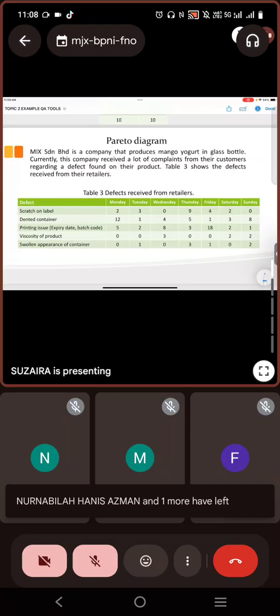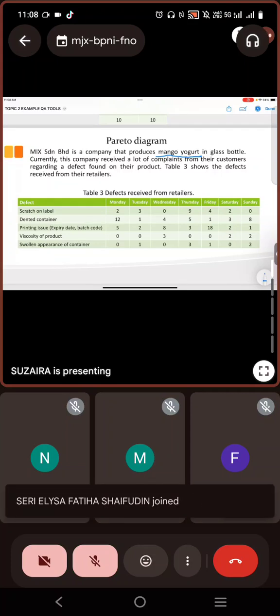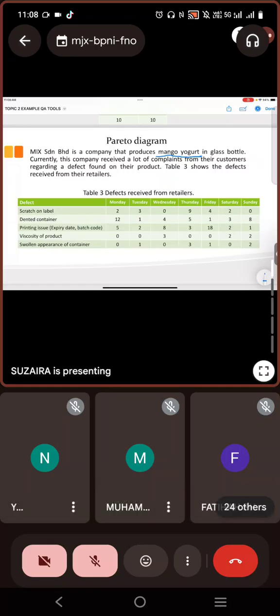So if we look at this kind of question, what we need to do first is, okay, Big Sundry Berhad is a company that produces mango yogurt. So this is the product in a glass bottle. All right, so this is the packaging. Currently, this company receives a lot of complaints from their customers regarding defects found on their products. So whether it's in terms of the packaging or the product. Okay, so number one, number two.